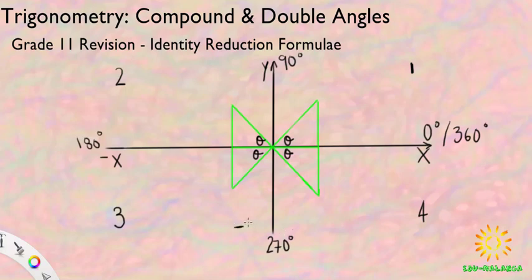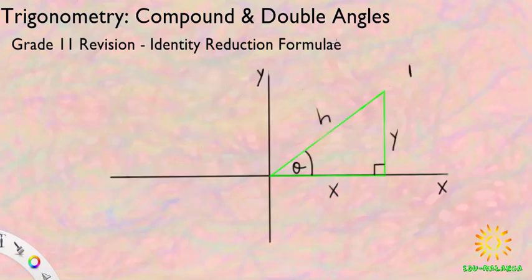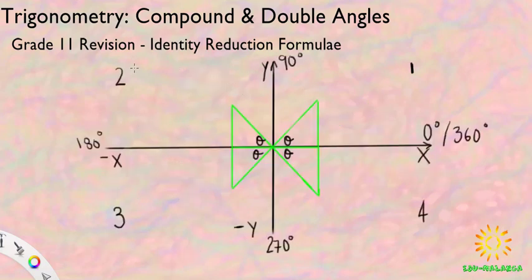And so your y's are negative. We've already derived the trig identities for when we're working in quadrant 1. We used this example over here. Let's start in quadrant 2 and derive the identities.